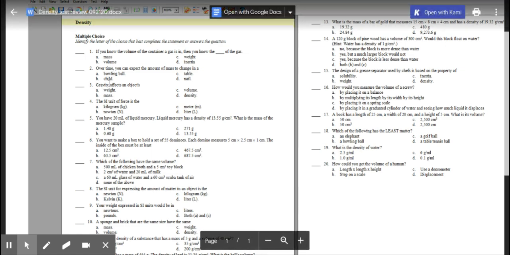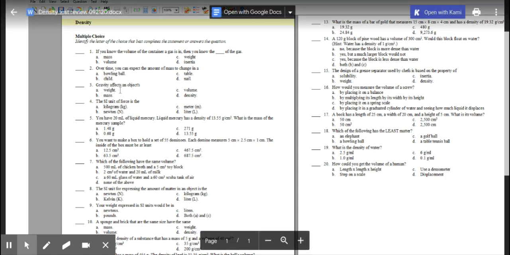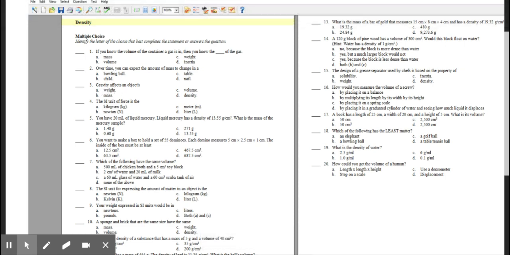Gravity is a force. We measure forces as weight. The force towards the earth, forces are measured in newtons. That's your next thing. A force, you learned push and pull, is measured in newtons.